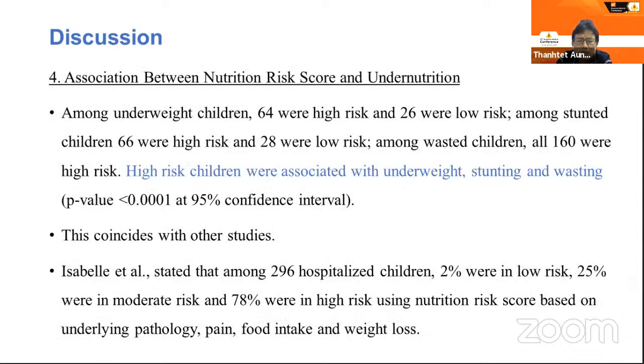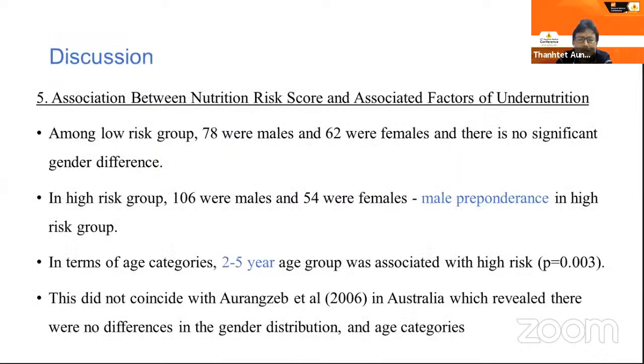Association between nutrition risk score and undernutrition. High-risk children were associated with underweight, stunting and wasting. This coincides with other studies. Association between nutrition risk score and associated factors of undernutrition.